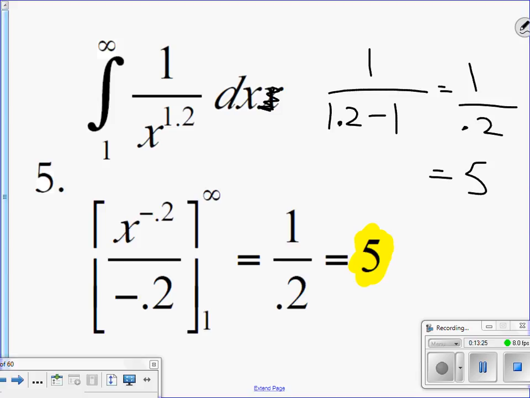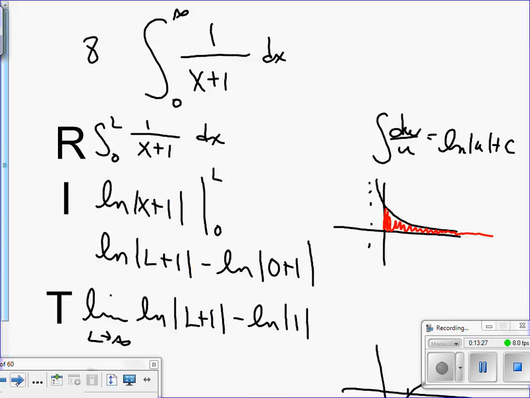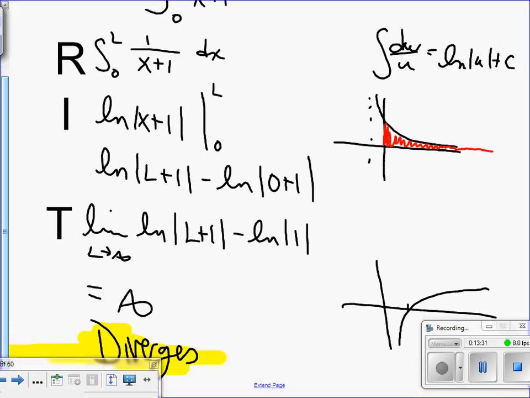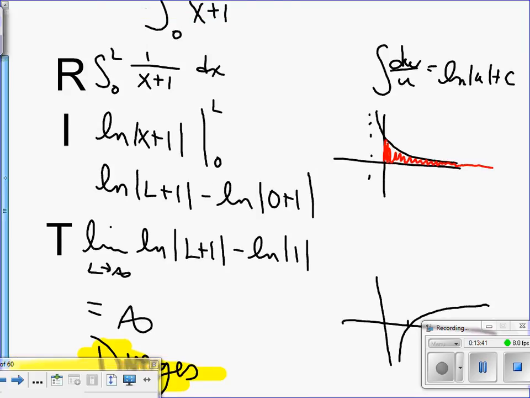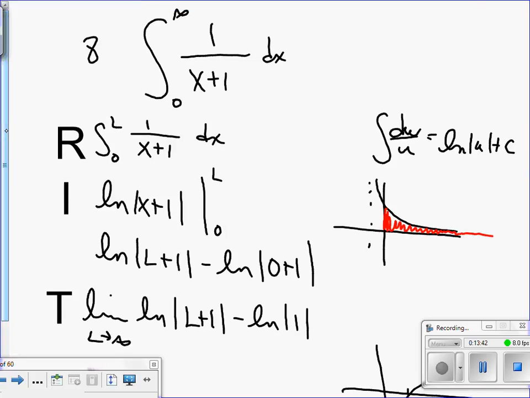All right, the next one. Number 8. What's the answer? It diverges. When you start collecting the area under this one from 0 to infinity, that area is just going to blow up. It's just going to go up to infinity.